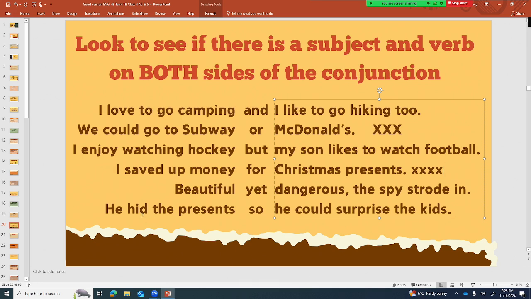On this one, he hid the presents so he could surprise the kids. He is my subject, hid is my verb. On the other side of so, he is my subject, could surprise is my verb. So yep, this one counts as a compound. I don't have an easy check mark, so if it's got an X, it's wrong. The ones that don't have an X are right. Okay?